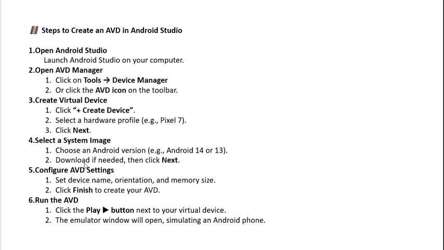Download it if needed, then click Next and configure the AVD settings: set the device name, orientation, and memory size, then click Finish to create your AVD. To run the AVD, click the play button next to your virtual device, and the emulator window will open, simulating an Android phone.